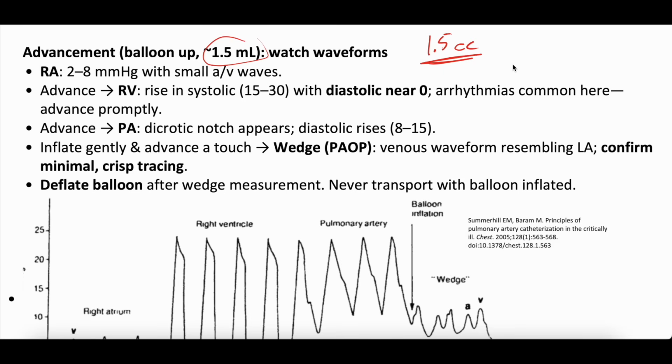So at 15 centimeters, you inflate the balloon, and then that's when you start floating and watching the waveform. We'll get into the waveform itself, but as you're slowly floating it, going little by little, if you can do it with heartbeats, great, a little centimeter at a time, you're watching the waveform. You get into the right atrium, you see that waveform, you keep advancing, you get into the right ventricle, which is where you get a rise in systolic, but the diastolic stays near zero, and then you're still floating until you get into the PA, which is where the diastolic rises. And then you keep floating until you wedge, which is when the venous waveform resembles the left atrium. And that's where you will deflate the balloon. You never, ever pull the catheter back while the balloon is inflated.